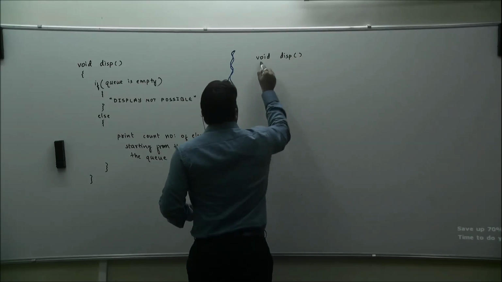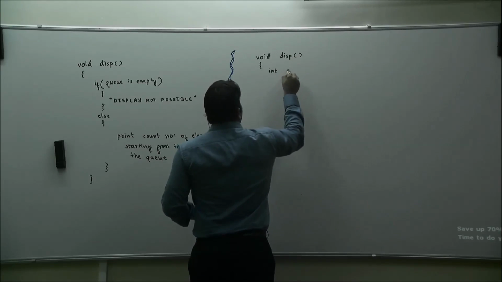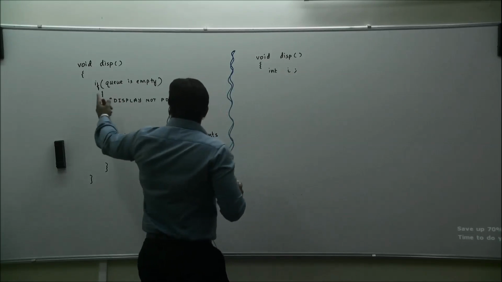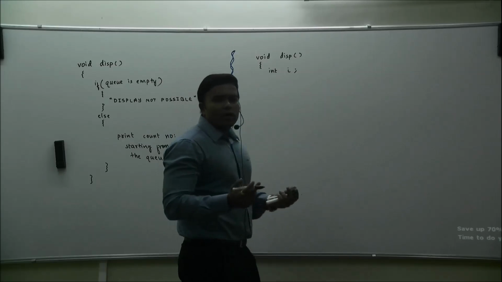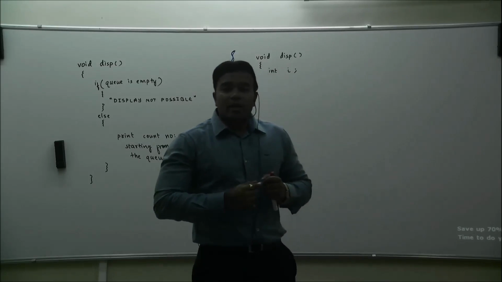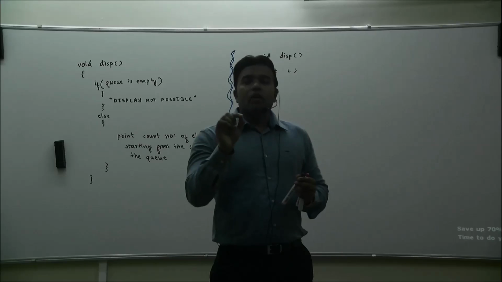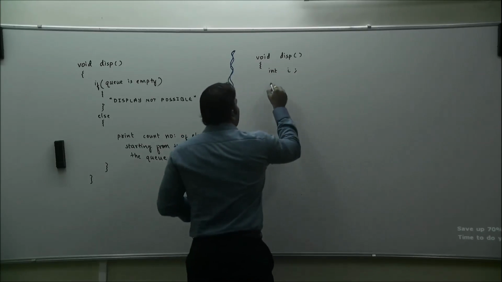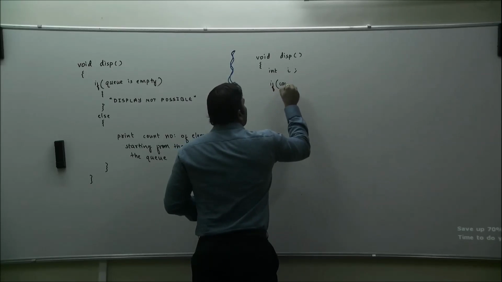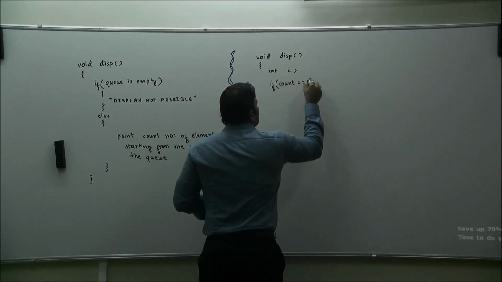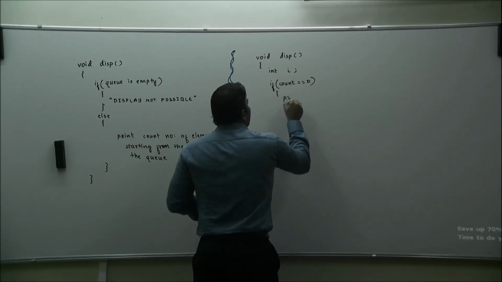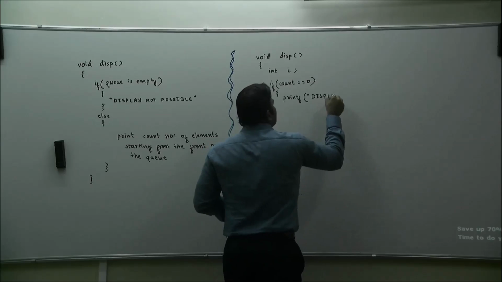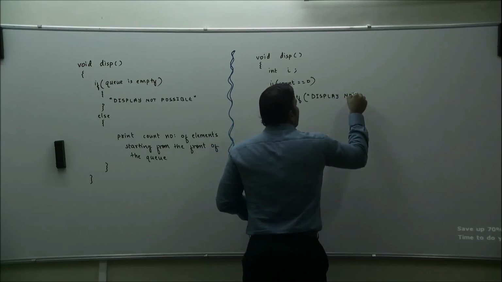Of course, I will create one int i. What next, sir? If the queue is empty, you know when the queue is considered to be empty. Circular queue, when the count is equal to 0. Correct. If in case the count happens to be equal to 0, then I will tell display not possible.